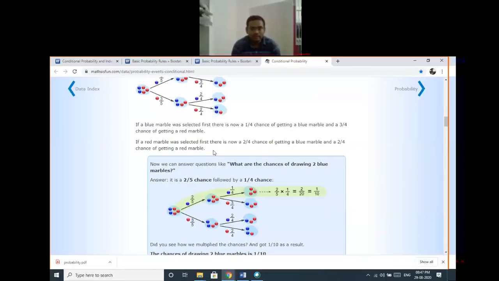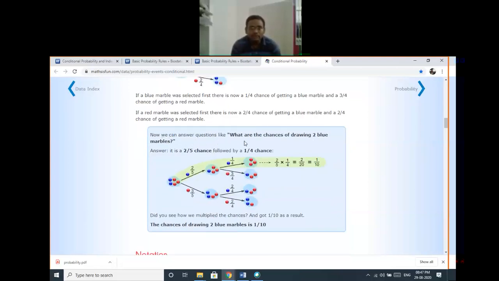So now, if a blue marble was selected first, there is now a 1/4 chance of getting a blue marble, which we discussed. These two lines discuss that. Now we can answer the question: what is the chance of drawing two blue marbles? It is a 2 upon 5 chance followed by a 1 upon 4 chance. First we have to draw a blue marble, and next time, in event 2, we have to extract another blue marble. The first event gives a probability of 2 by 5.